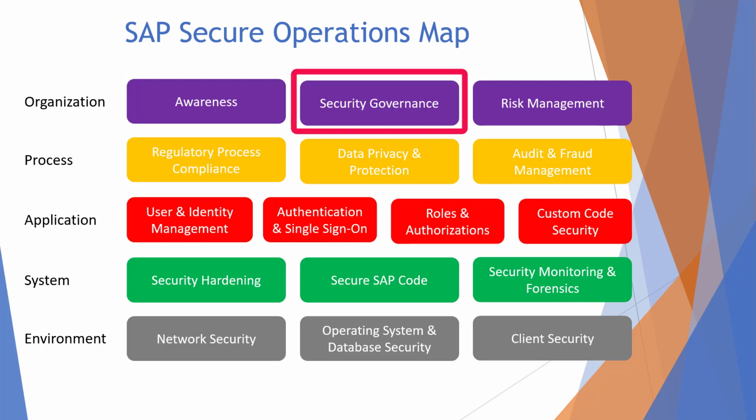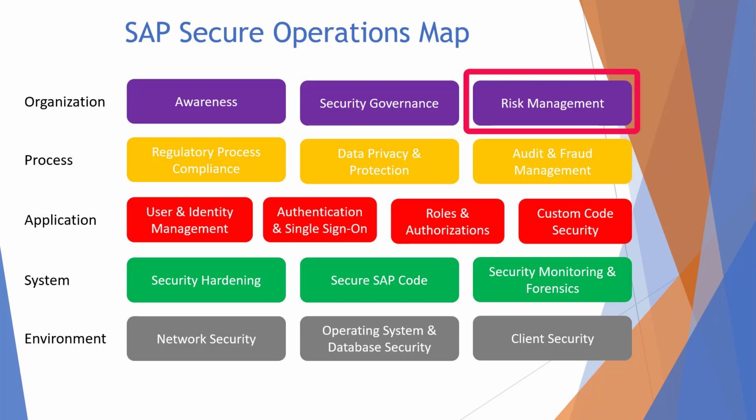Security governance addresses everything regarding general organization, procedures, and policies, including those which may directly or indirectly impact the setup, configuration, integration, and operation of SAP solutions. Risk management comprises all the elements for identifying, handling, mitigating, and resolving risk.